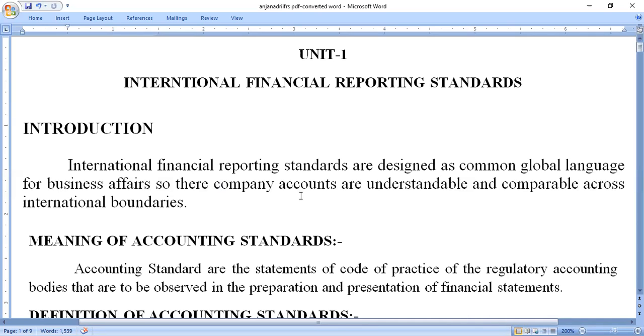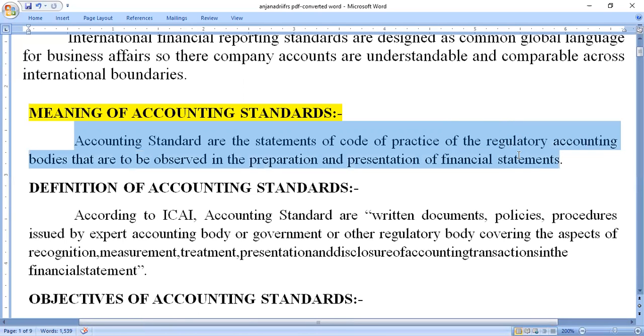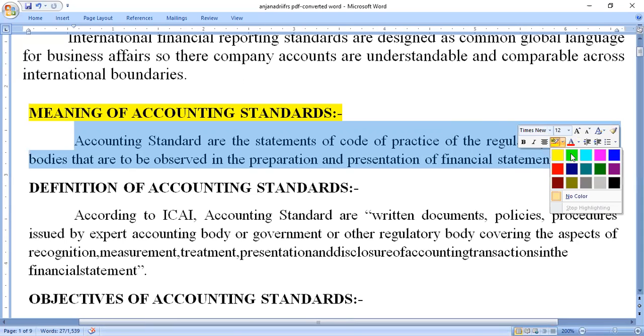The next we are moving on to the meaning of accounting standards. Here, what is meant by accounting standards? Accounting standards are the statements of code of practice of the regulatory accounting bodies that are to be observed in the preparation and presentation of financial statements. Preparation and presentation of financial statements.